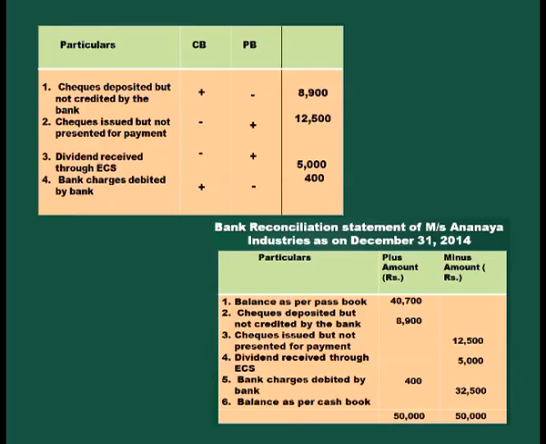Check deposited but not credited by the bank. Check issued but not presented for payment. Dividend received through electronic clearing system. Bank charges debited by the bank. Then you have to total both columns, that is plus amount column and minus amount column. The difference you got, 32,500 on the minus amount column, is the balance as per cash book. We are starting with the balance as per passbook, then you will reach at the balance as per cash book.